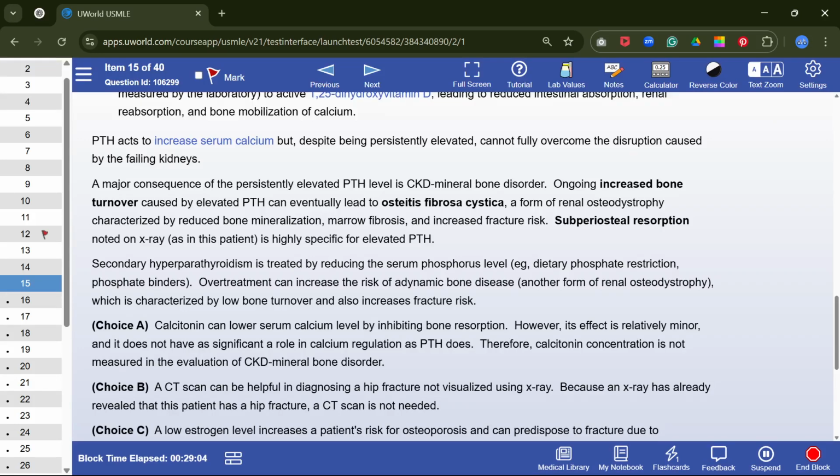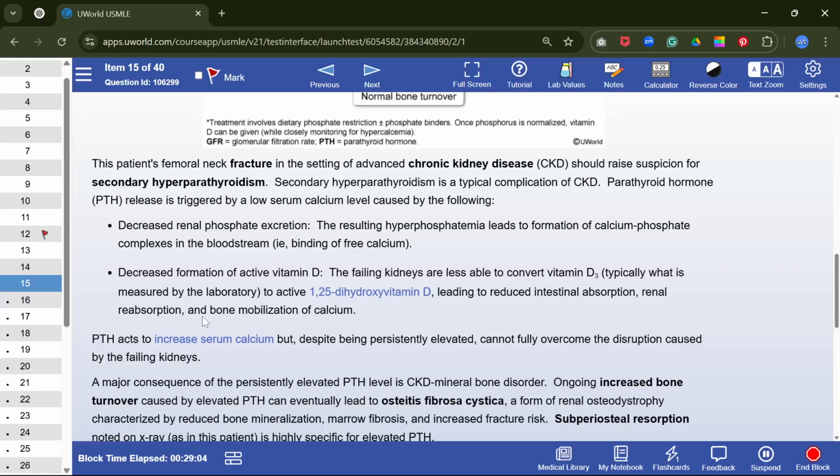Secondary hyperparathyroidism is treated by reducing the phosphorus level: dietary phosphate restriction and phosphate binder. Overtreatment can increase the risk of adynamic bone disease, another form of renal osteodystrophy, which is characterized by low bone turnover and also increases the fracture risk.